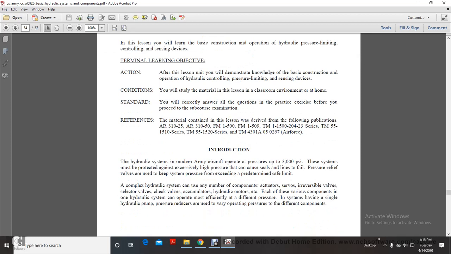Alright, introduction. Hydraulic systems in modern aircraft operate at pressures up to 3,000 psi. The system must be protected against excessively high pressure that can cause seals and lines to fail. Pressure relief valves are used to keep the system pressure from exceeding the predetermined safe limit.